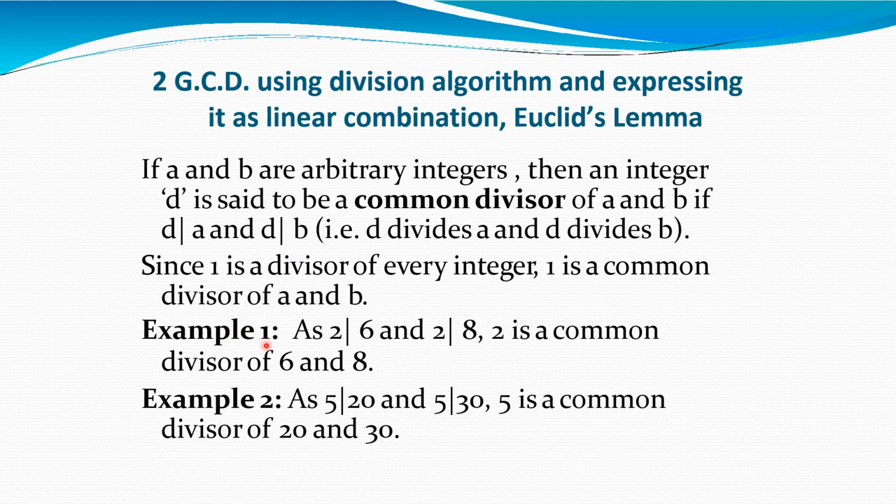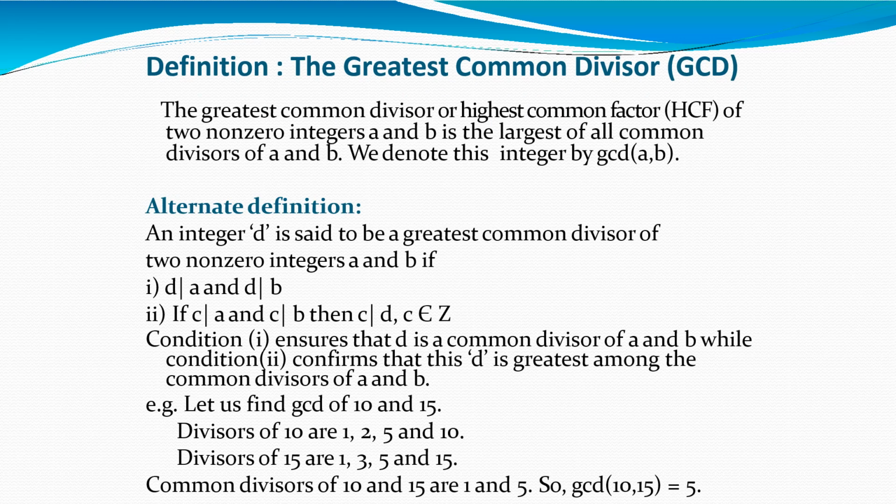Now, as 2 divides 6 and 2 divides 8, we can say that 2 is a common divisor of 6 and 8. Similarly, for 20 and 30, 5 divides 20, 5 divides 30. So 5 is a common divisor of 20 and 30. Now not only 5, 10 is also a common divisor of 20 and 30 because 10 divides 20 as well as 30. 2 is also a common divisor of 20 and 30. It means the common divisor of two integers is not unique, but it should divide both the numbers. Now we can define what is the greatest common divisor.